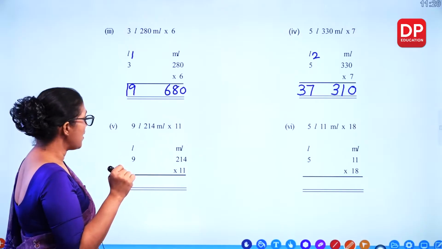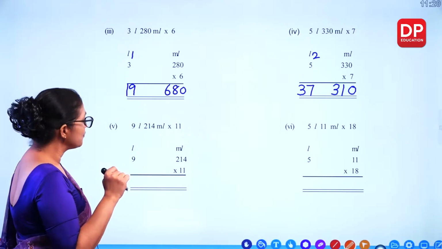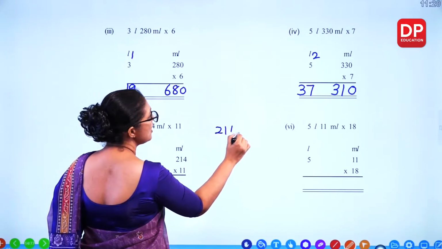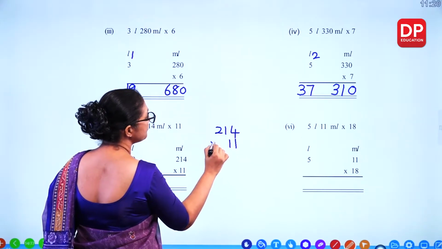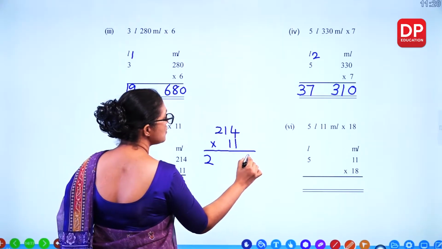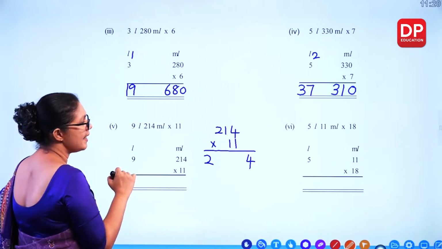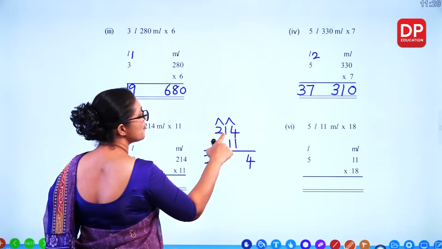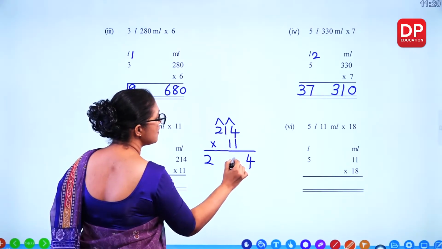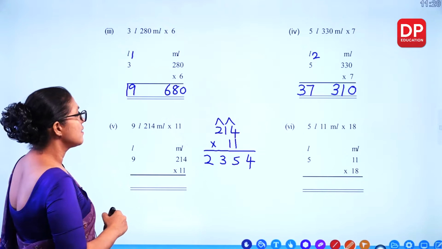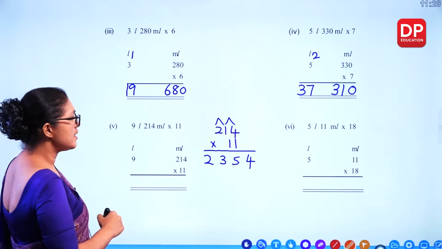Look at this one, multiplied by 11. Do you know the trick? 2014 multiplied by 11. We write first digit and last digit separately and add. These ones we add. 4 plus 1, 5. 2 plus 1, 3. 2354. We'll check it.